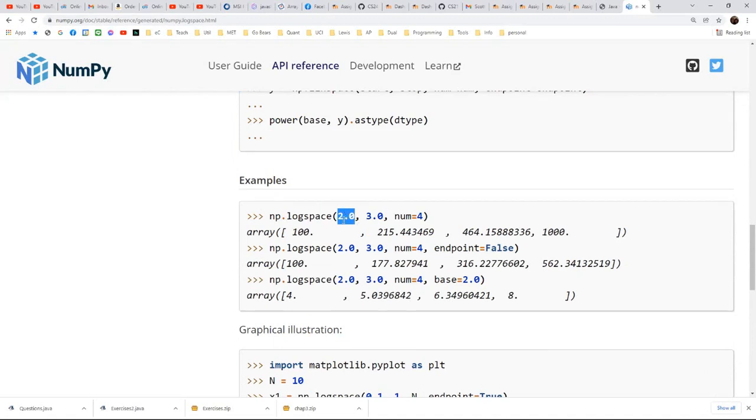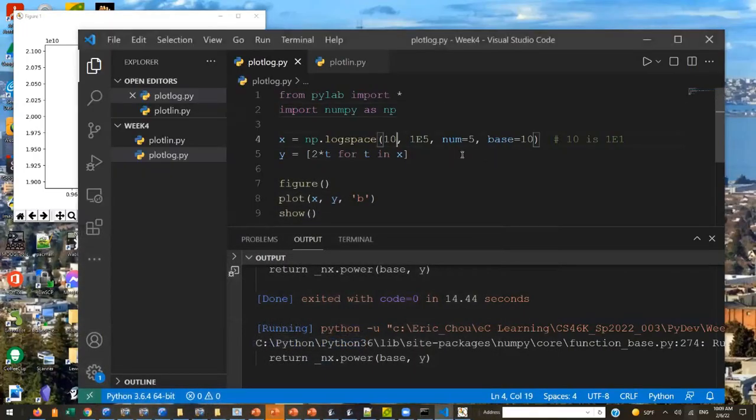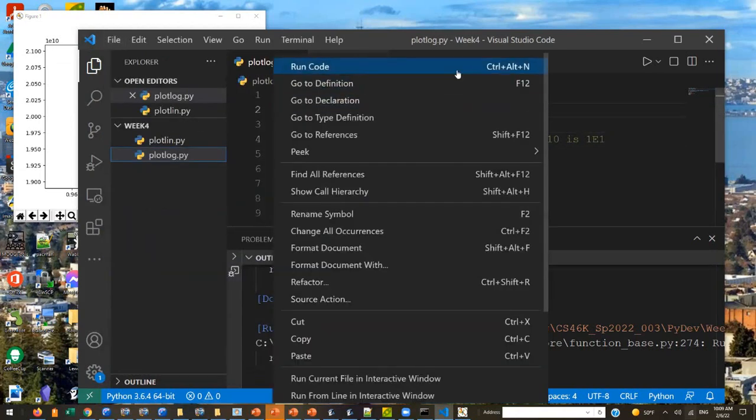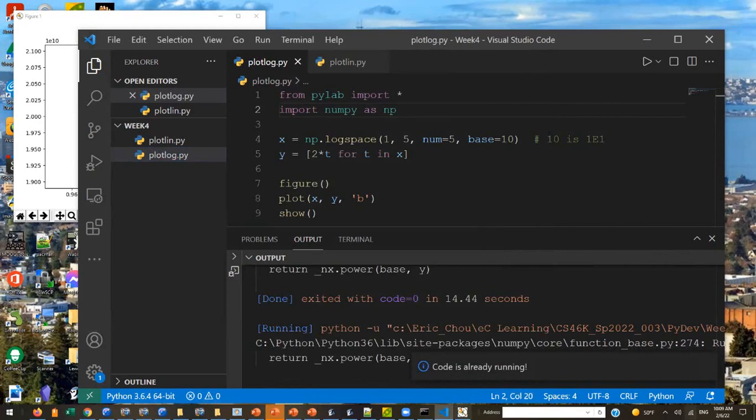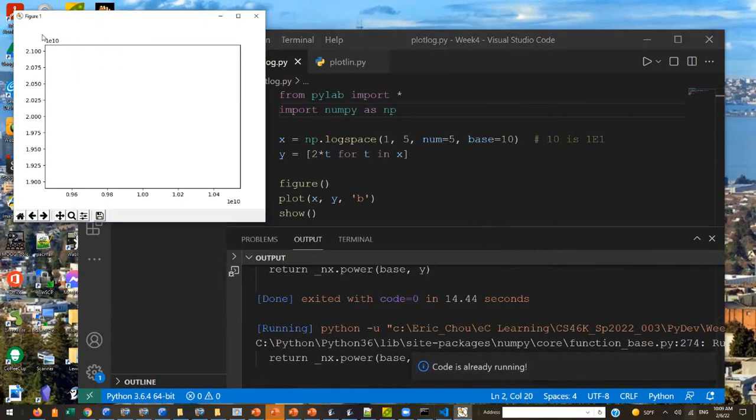So log is 3.0 to 3.0, and number 4. This one is base 2, so let me change it so it is in log scale. Let me use 1 to 5, base 10, 5 points. Let's try this one. Let me close this one.